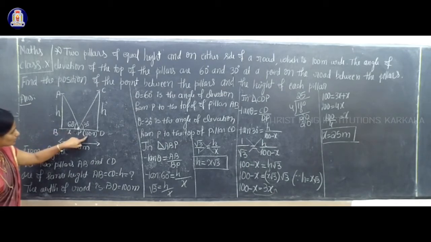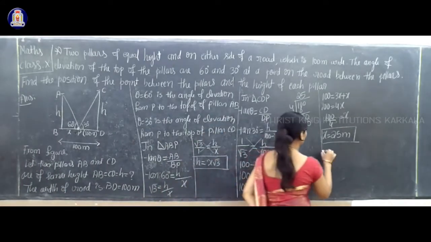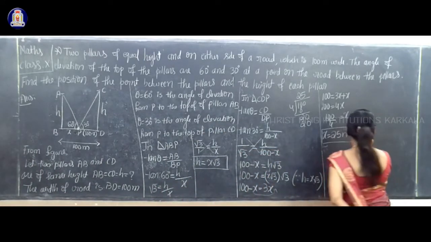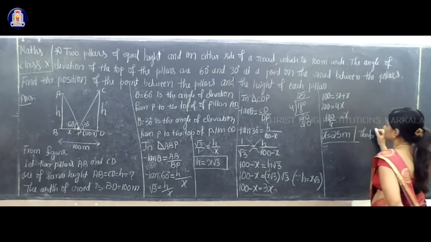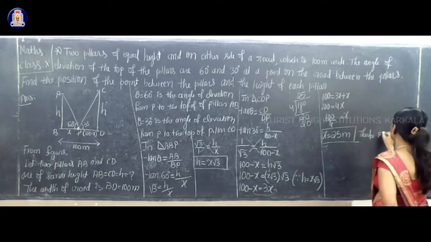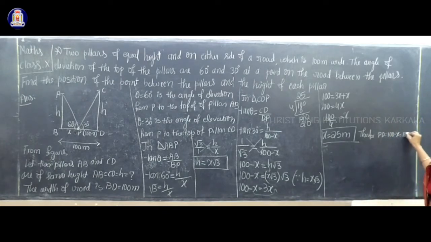Now can you calculate what is 100 minus x? Therefore PD is equal to 100 minus x, that is equal to 100 minus 25, which is equal to 75 meter. Unit is in meter. Yes, 75.